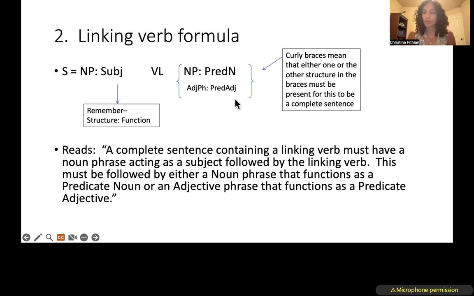Now, note the curly braces here with the noun phrase and the adjective phrase. These curly braces mean that either one or the other structure in the braces must be present for this to be a complete sentence. So it's like an either or indicator here. So this is not optional. One or the other has to be there.